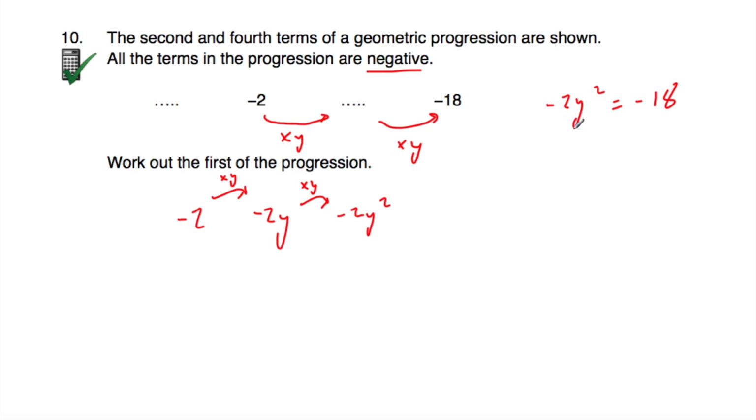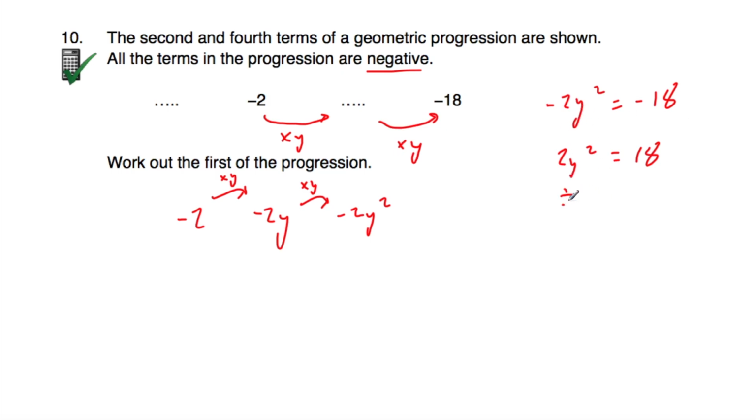Now in terms of solving this equation, the first thing I'm going to do is multiply both sides of this equation by negative 1. So I'm going to times the left hand side by negative 1, and you're going to get 2y squared. And then if I times the right hand side by negative 1, that gives us 18. So just multiply both sides of the equation by negative 1. Now you don't actually have to do that. You could just divide both sides by negative 2 to begin with, but I just tend to like doing that.